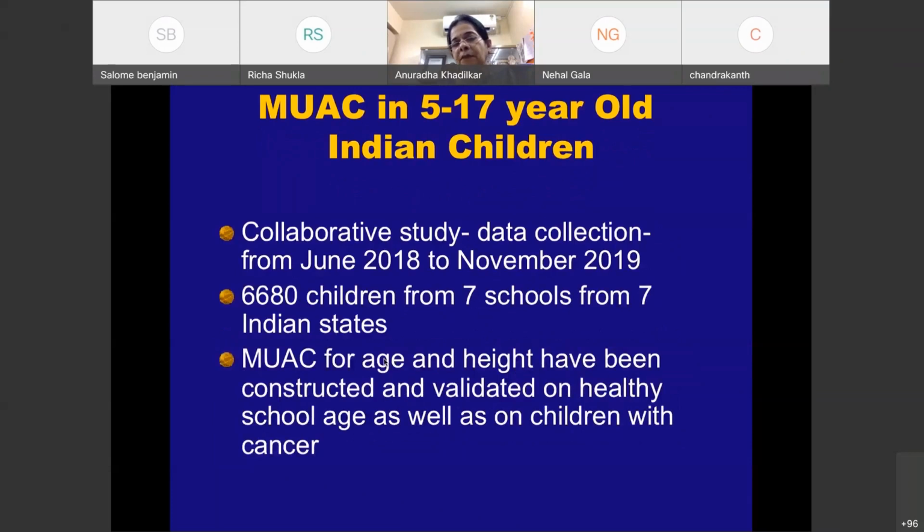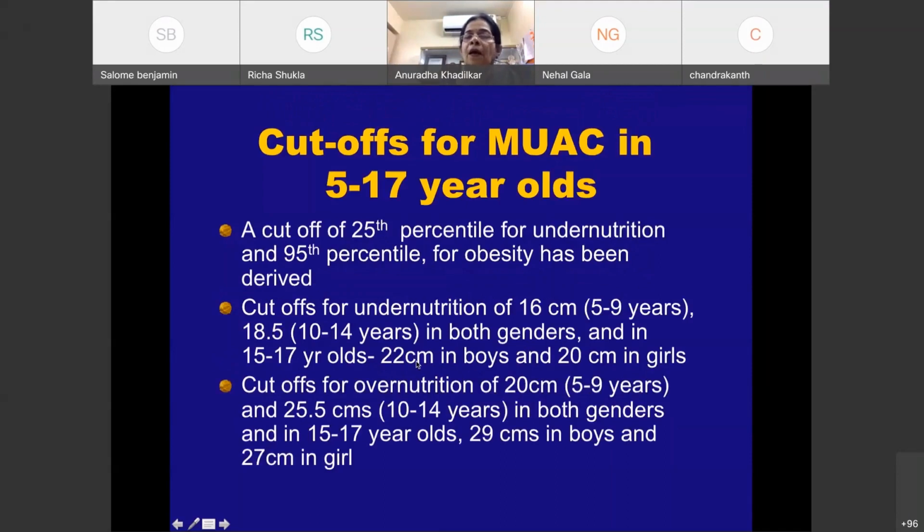In fact, I met Salome ma'am in the meeting with the cancer people some years ago. We conducted a collaborative study and collected some data from June 2018 to 2019. We measured around 7,000 children from 7 schools from 7 states of India, and we have recently published MUAC centiles for older children. We have found that the lower cutoff is the 25th centile, not the 3rd centile. Our children seem to have fatter arms for their given BMI, and the upper cutoff was the 95th centile.